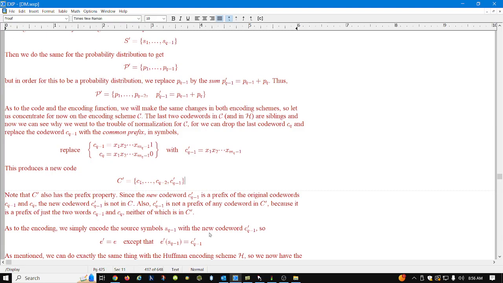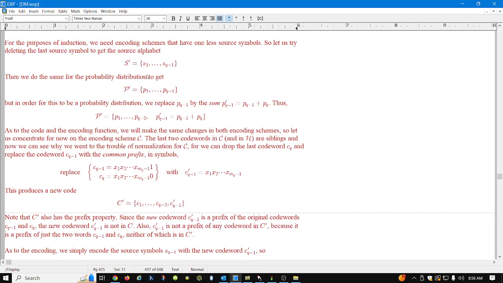We can do exactly the same thing with the Huffman encoding scheme. The source is the same. We reduced it. It's the same for both schemes. So the character set and the probabilities are the same. That's taken care of.